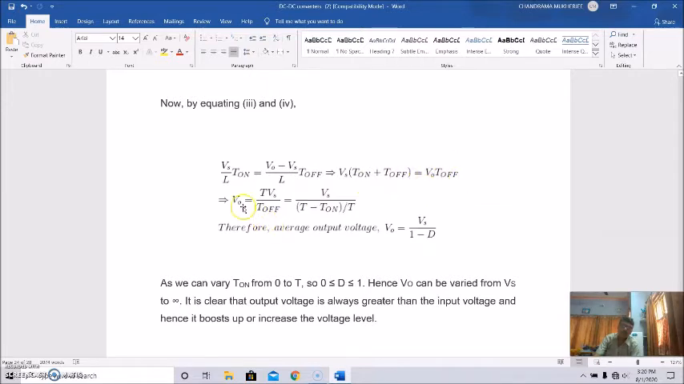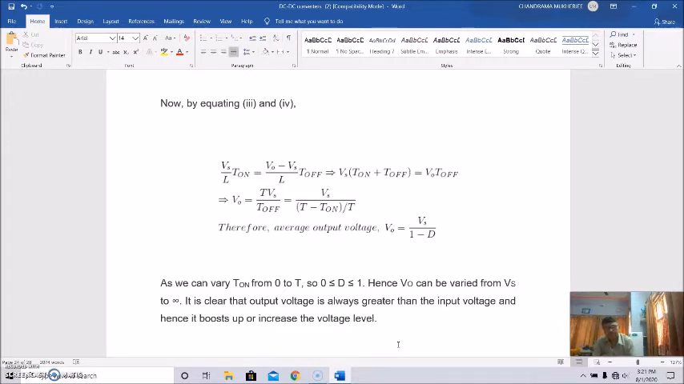Okay, if we simplify it, the output will be V0 equal to T·VS by T off, which equals VS by T, the chopping period, minus T on, so equal to 1 by (1 minus T on by T), that is equal to 1 by (1 minus D), where D is the duty cycle ratio or duty cycle. The turn on period can be varied from 0 to T, so D can be varied from 0 to 1. Hence the output voltage can vary from VS to infinity. So it is clear that the output voltage is always greater than the input voltage, and hence it boosts up or increases the voltage level.